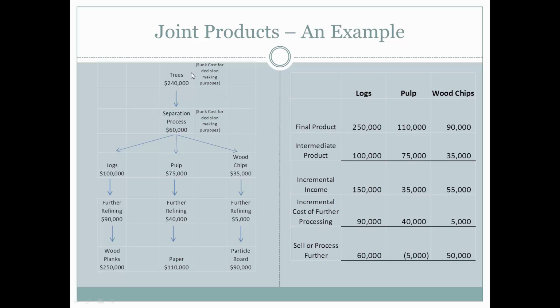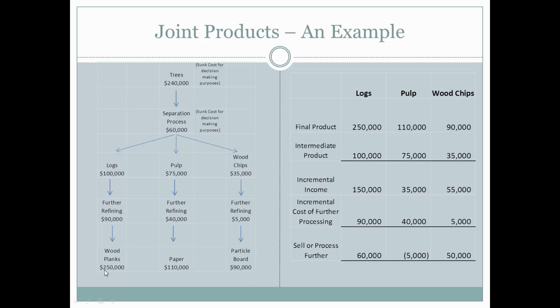Let's look at an example using trees. This is the cost of the trees, and this is the cost of the separation process. As is, or the intermediate products, would be logs, which we could sell for $100,000, pulp, which we could sell for $75,000, or wood chips that we could sell for $35,000. However, if we incur the cost of further refining these, we could wind up with wood planks from the logs, paper from the pulp, or particle board from the wood chips.